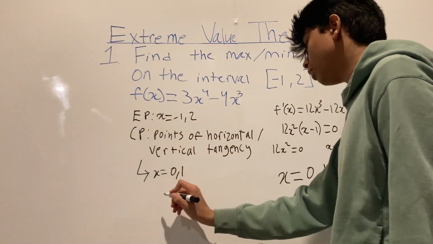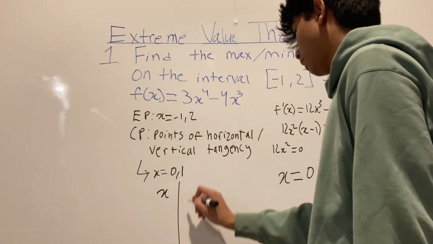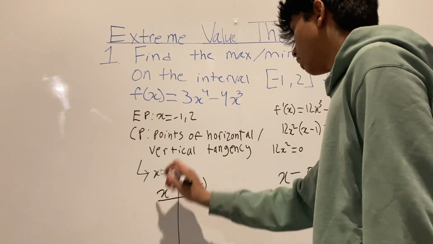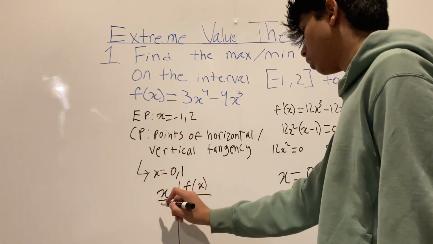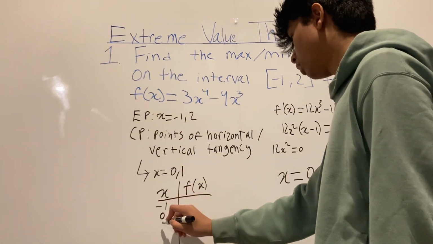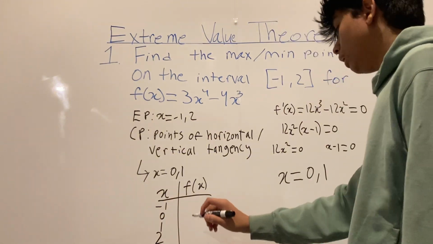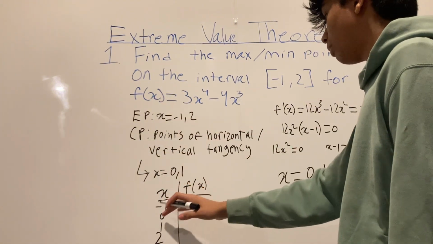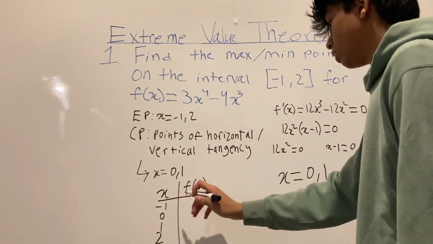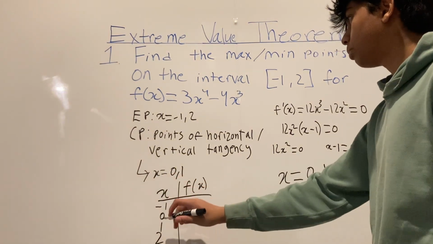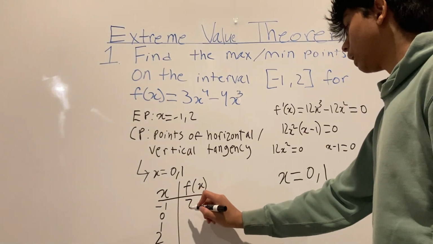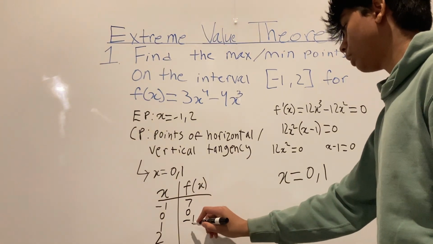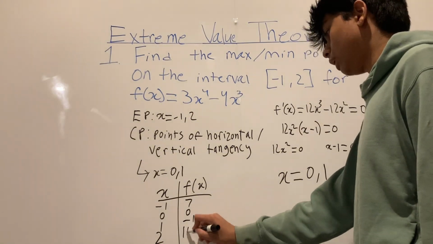So let's make a little table, x and f of x. Now we put all our endpoints and critical points: -1, 0, 1, and 2. From here, we just find f of x in the original equation when we plug in our x values. When you plug in 0, you just get 0, when you plug in 1, we get -1, and when you plug in 2, we get 16.